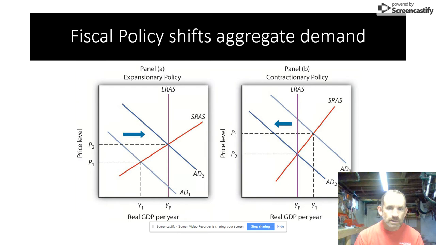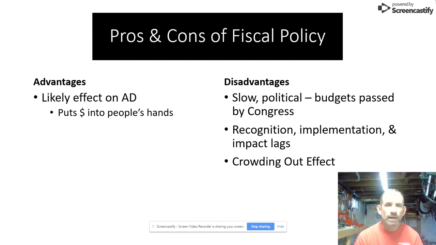All these things basically shift aggregate demand. So that part is pretty simple. If they want to grow the economy, that's called expansionary fiscal policy. So they lower taxes and increase government spending. That increases aggregate demand. And contractionary policy is basically the opposite. Pretty simple stuff, really.